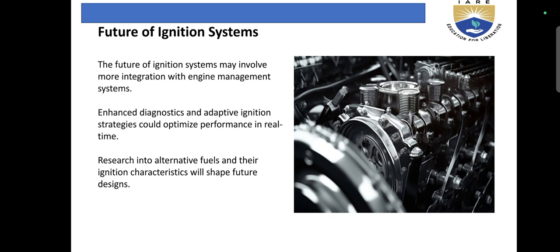Enhanced diagnostics and adaptive ignition strategies could optimize performance in real time. More integration with the engine management systems.